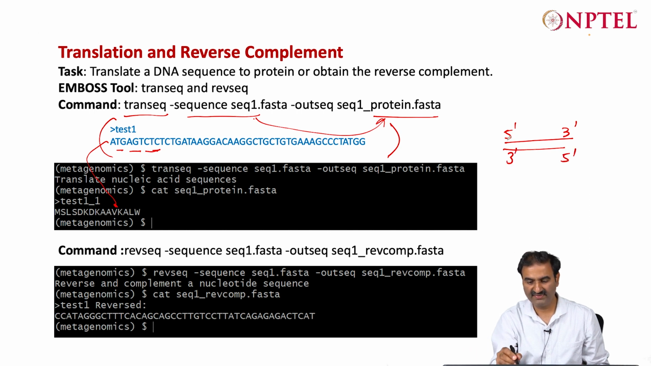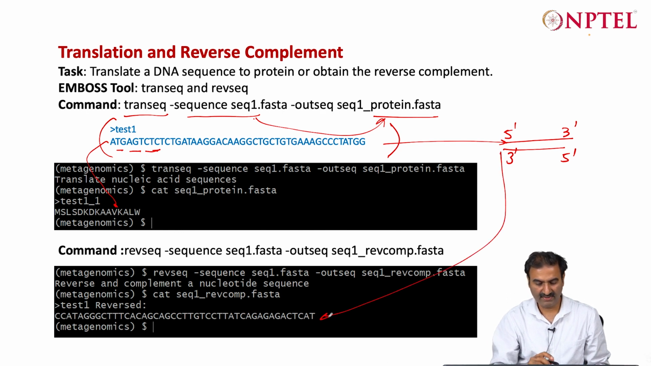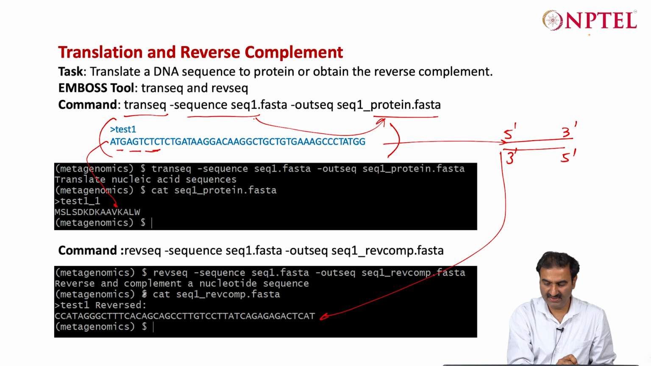So if this is the sequence at the forward strand, I can find the sequence for the reverse strand by using revseq. This will do a reverse complement, reverse and complement of a nucleotide sequence. So revseq, sequence name, sequence, and output file.